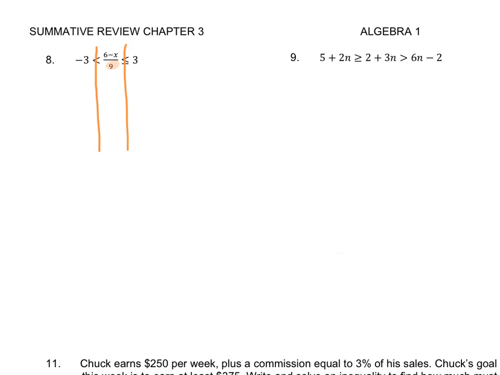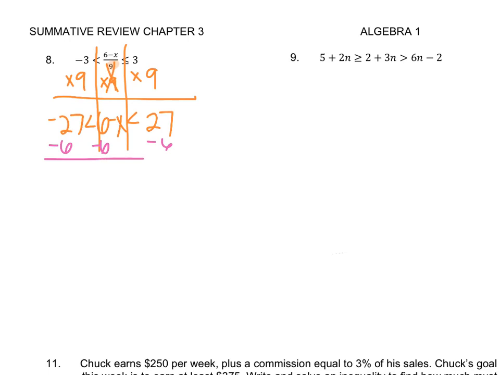It's dividing by 9, so to undo that, I'm going to multiply by 9 in all sections to get rid of that. Negative 27 is less than 6 minus x, which is less than positive 27. The next thing I need to do is isolate that x, so I have to get rid of the 6. I'm going to minus 6 in all sections.